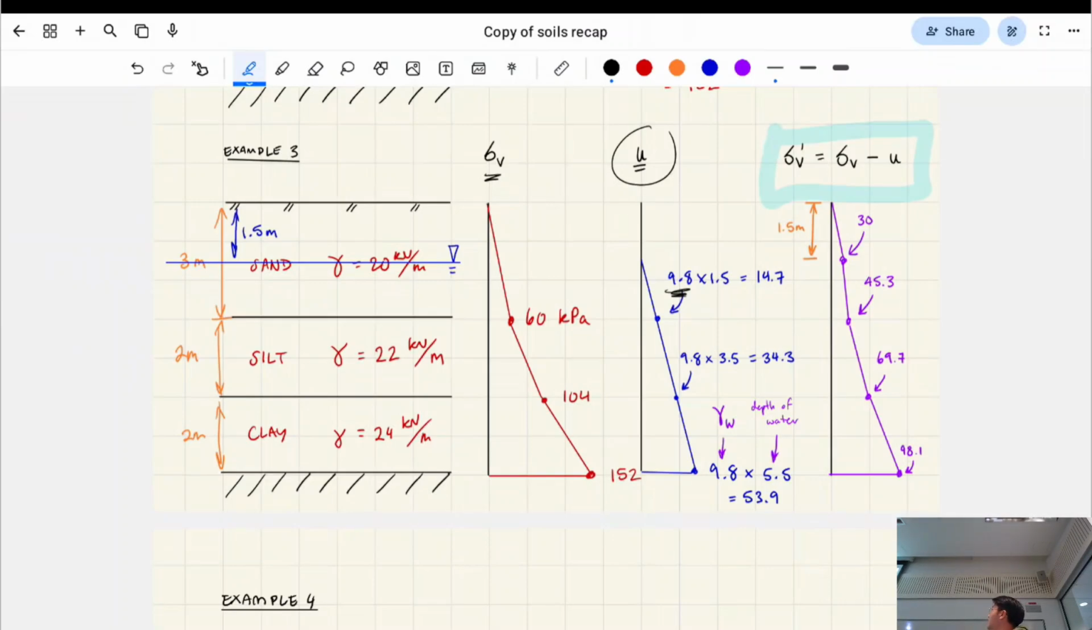Is there anything else to say about that? No, it's always 9.8, but it's based on the depth of water. And it increases linearly with the height in hydrostatic conditions. So that's going to change when we look at 2D seepage a little bit.